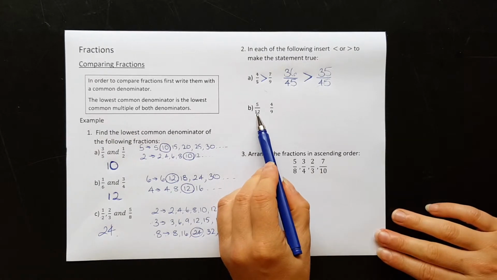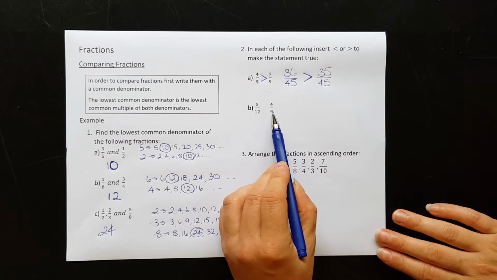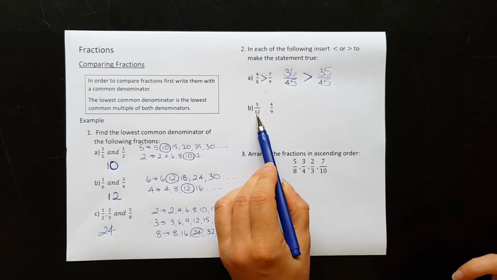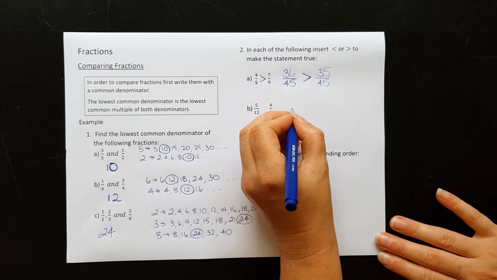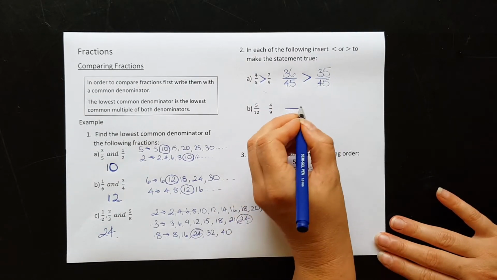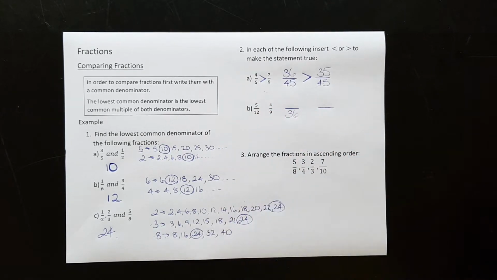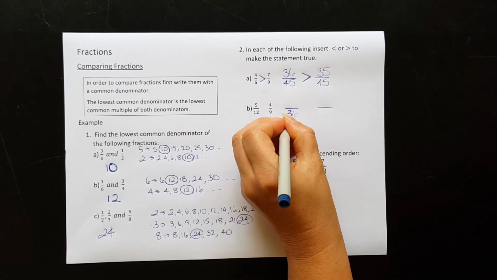Okay, knowing your 12 times tables and knowing your 9 times tables, you will know that 36 shows up in both of them. So 36 is actually a much nicer number to work with than 108. So let's make our denominators 36. I'm just going to change pens. That one's running out.